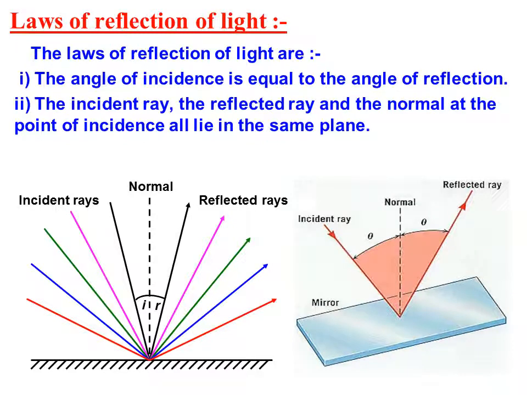Now, the laws of reflection of light. The angle of incidence is equal to the angle of reflection. It is a law. It is always true. The incident ray, the reflected ray, and the normal at the point of incidence all lie in the same plane. That means the plane of a normal mirror or a smooth surface, and the point of incidence is the same.